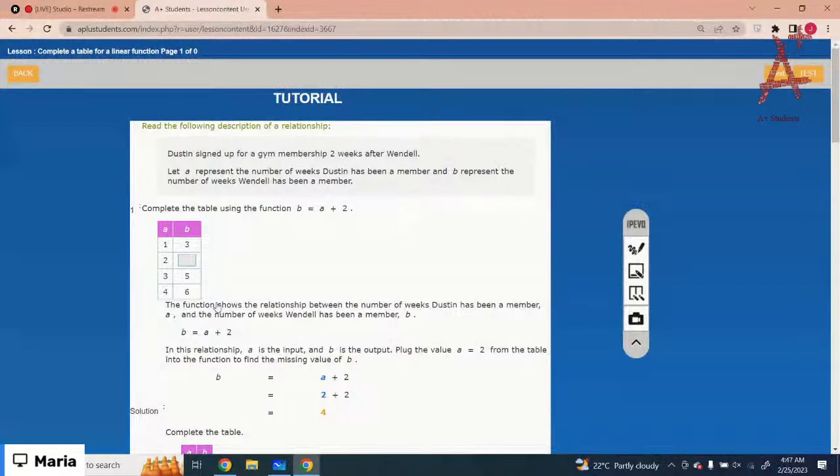Okay, complete the table using the function. So b equals a plus 2, a equals 2, you have to calculate the value for 2. So it would be 2 plus 2. So that means the missing value is 4. When a equals 2, the value of b equals 4.